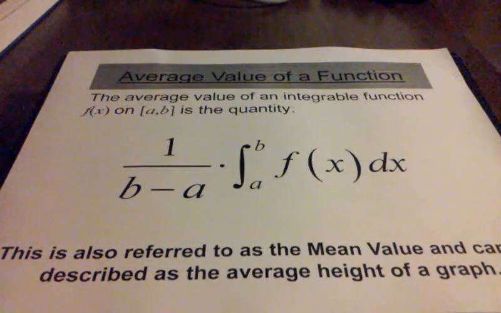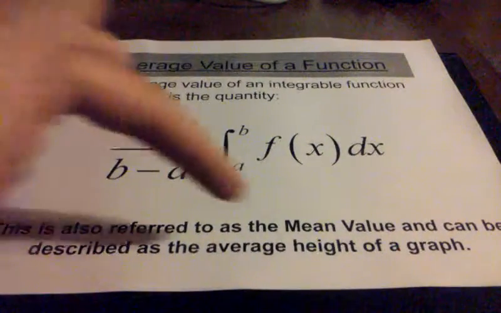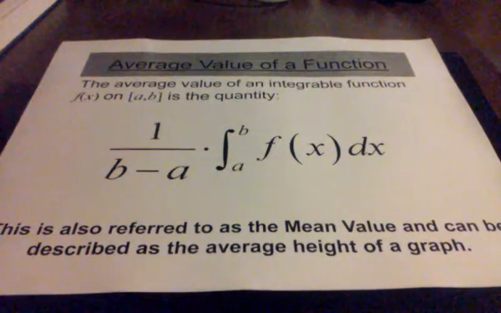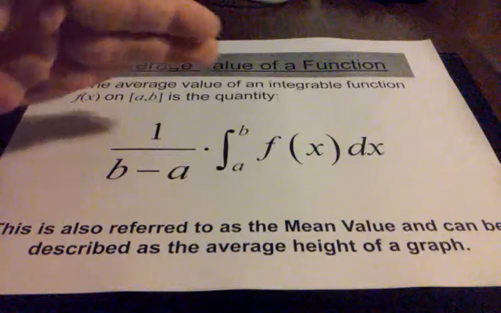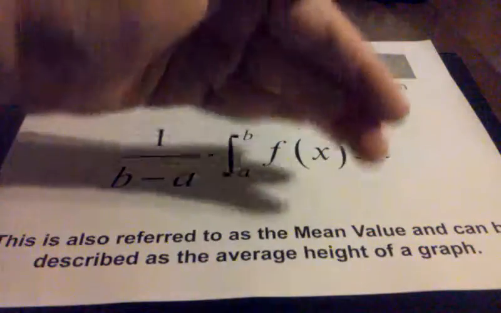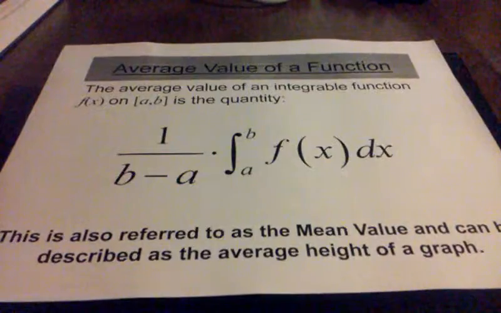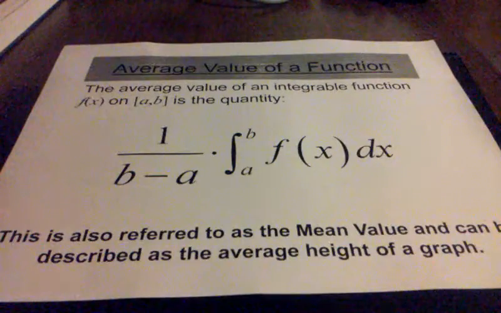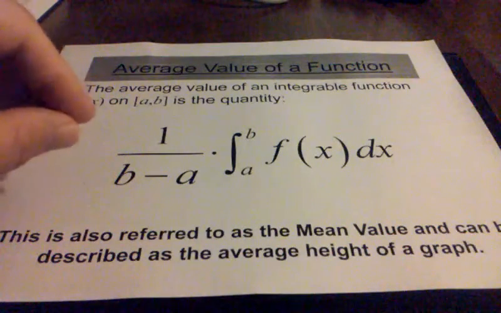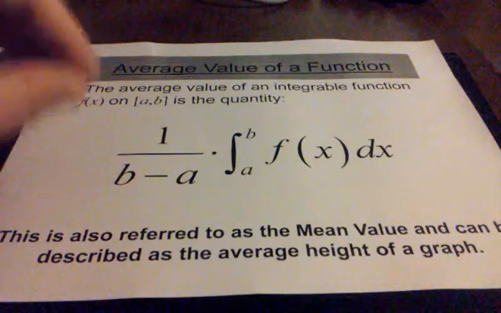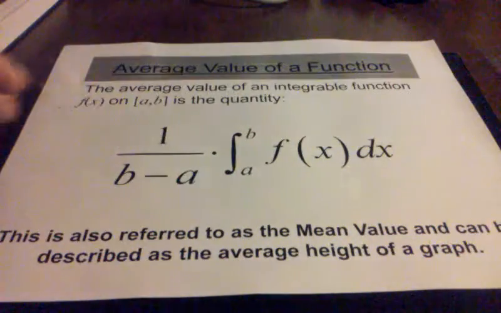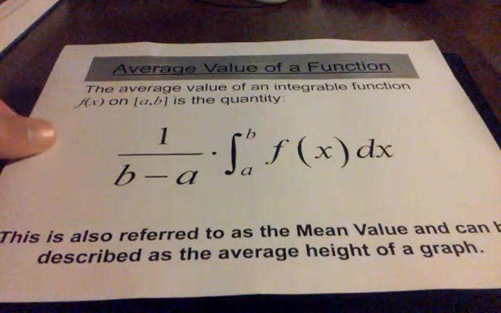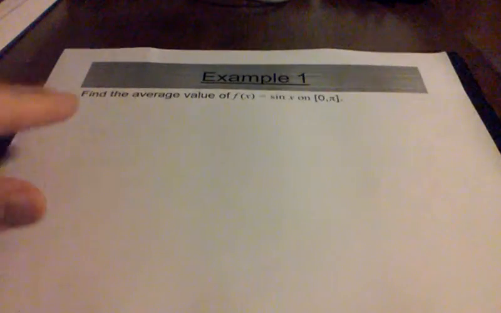Now, the average value of a function, which can also be referred to as the mean value, describes the average height of a graph. So if you can imagine a graph, a function, it goes up, it goes down, it goes up, it goes down. What the average value, the mean value, tells you is what the average height of that function would be. Even though it goes really high or really low, the average value of a function is going to tell you what that average height is. So for the most part, we're going to be using this formula. Okay, let's jump right into it and look at an example.